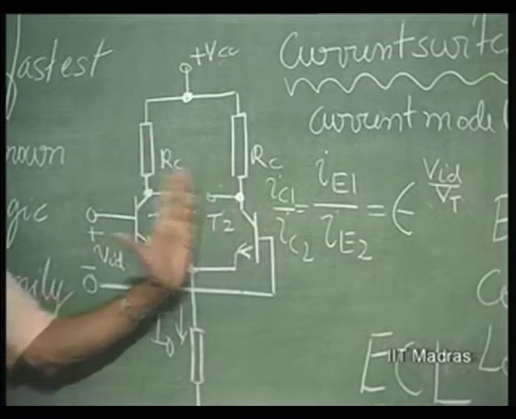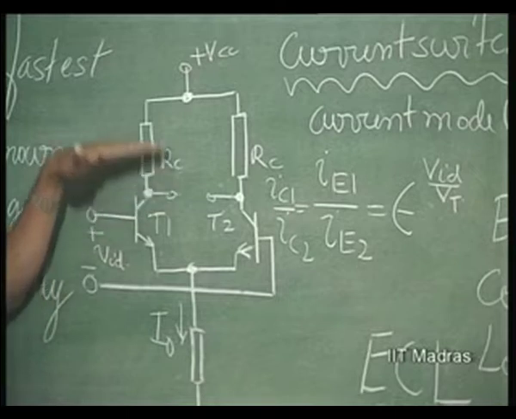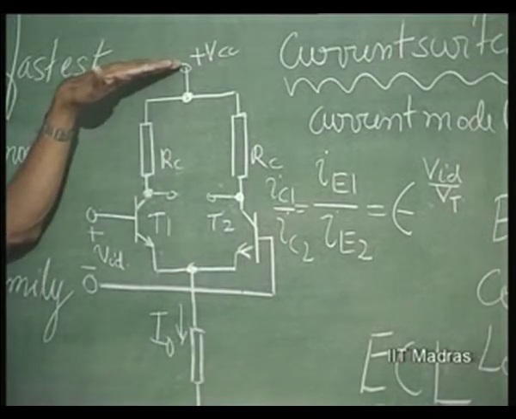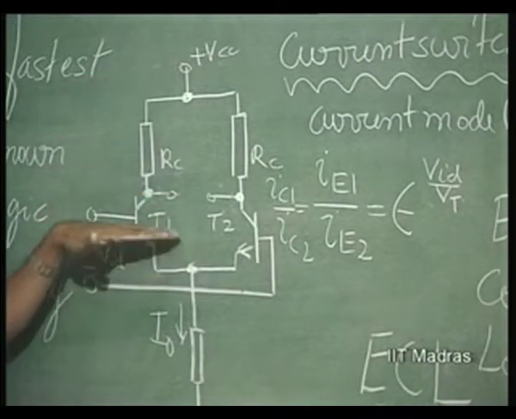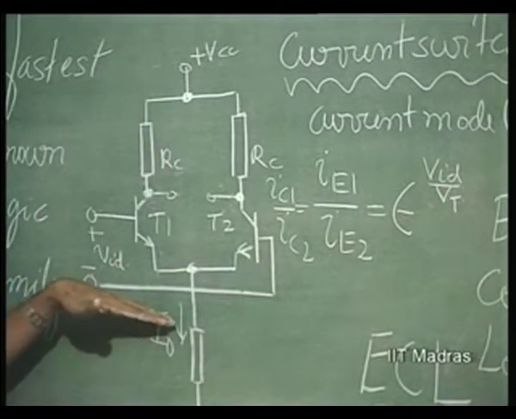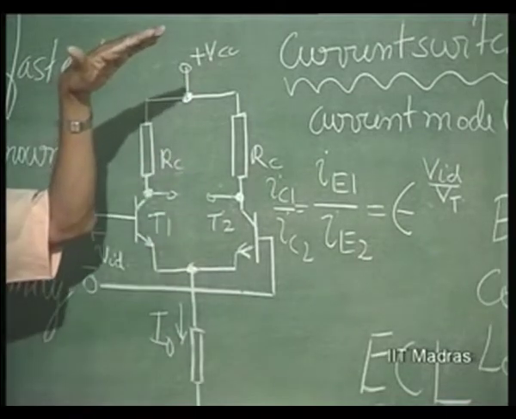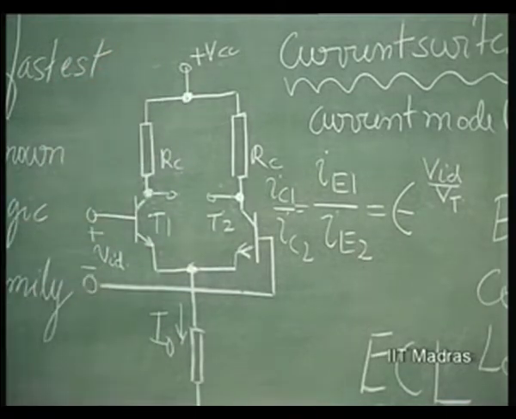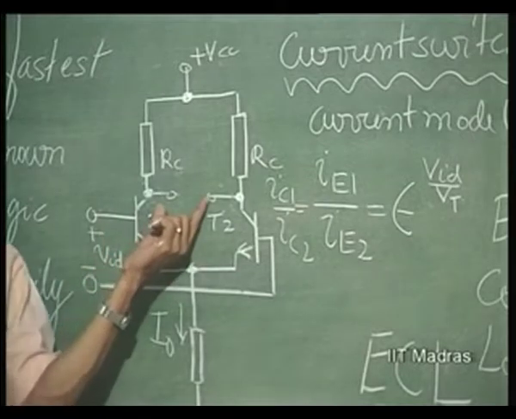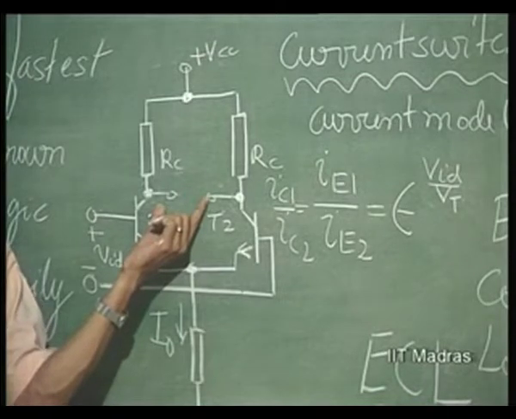Here we have the current switching taking place, and the logic level in this particular case is going from VCC, if you consider one side, to VCC minus I naught RC, and on the other side also, VCC minus I naught RC to VCC. Or if you take the differential, it will go from minus I naught RC to plus I naught RC.